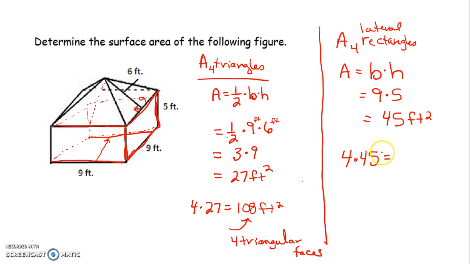I think it's 180. Here's what I did in my head. I did 2 times 45 is 90. So 4 times 45 is double 90, which is 180 feet squared. But go ahead and check that on your calculator. 45 times 4, 180. So those are for our 4 lateral rectangles.